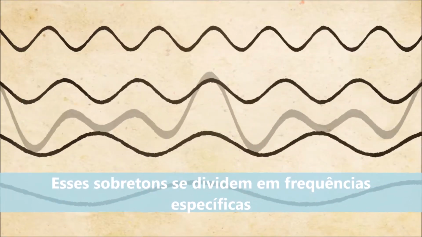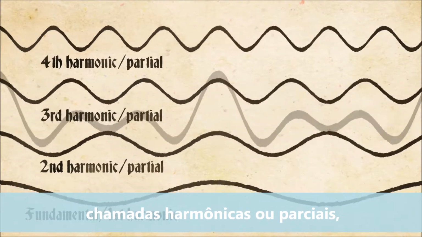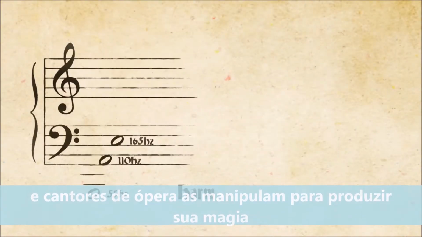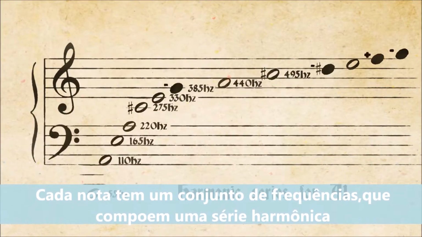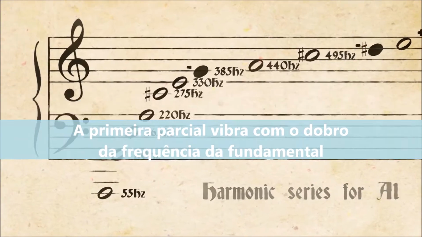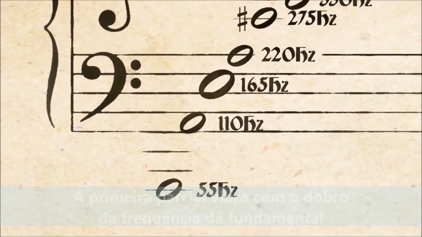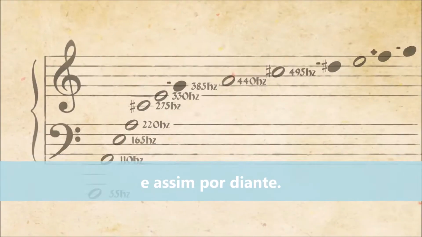These overtones break down into specific frequencies called harmonics or partials, and manipulating them is how opera singers work their magic. Every note has a set of frequencies that comprise its harmonic series. The first partial vibrates at twice the frequency of the fundamental. The next partial is 3 times the fundamental's frequency, and so on.